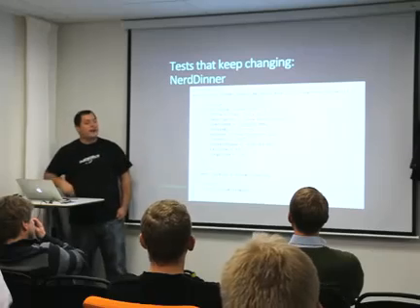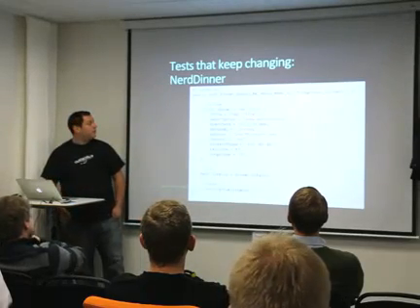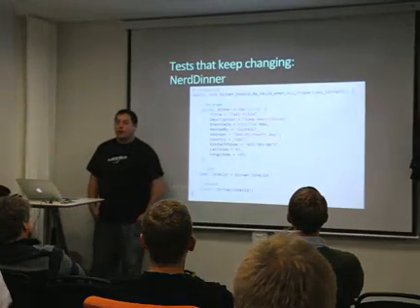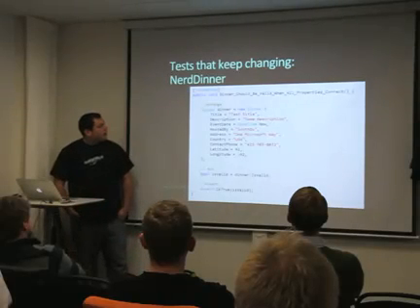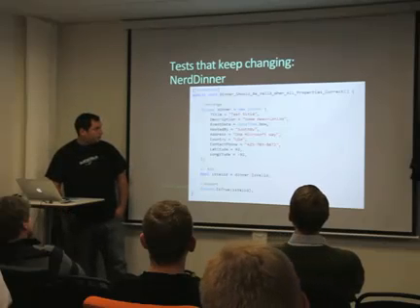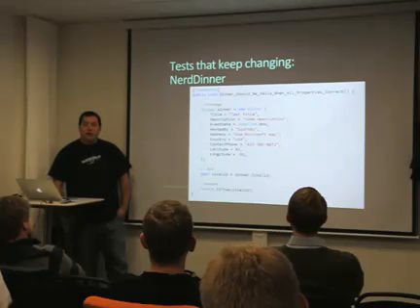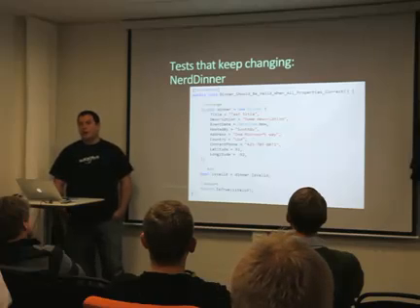Here's an example of an amazingly beautiful, disgusting test that I've discovered in a project called Nerd Dinner. This is an open source project, would you believe it? And it's an example of ASP.NET MVC, so an early example. So I want you guys to tell me what's wrong with this test. I know I told you it's disgusting, but why?